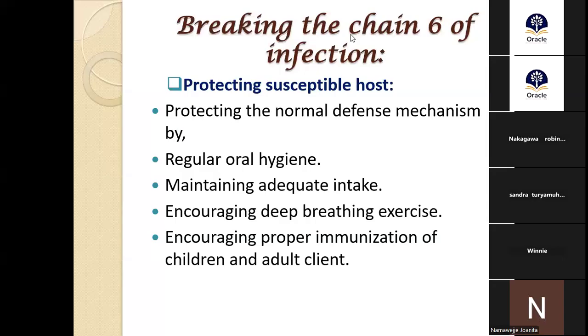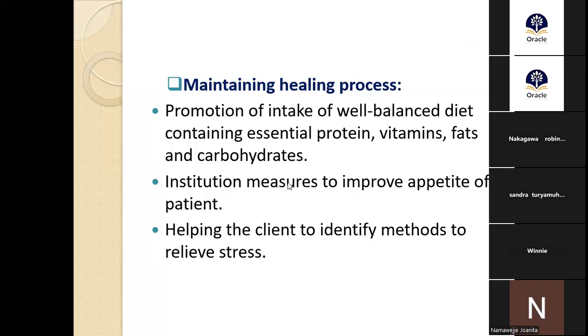Then, breaking the chain of infection for the susceptible host: we're not going to eliminate the host, so we must protect the susceptible host. Protect the normal defense mechanisms by regular oral hygiene and maintaining adequate water intake. So you have to keep your immune system up and working. Encourage deep breathing exercises, and proper immunization of children and adults, so that we develop herd immunity.